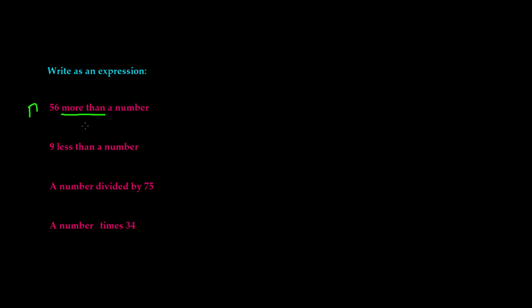There are different ways we can write this expression because it has to deal with addition. So we could write it just as it's written. 56 more than would be replaced by an addition sign and a number would be replaced by the variable r. So we could write 56 plus r. A second way we could write this is r plus 56. This is applying the commutative property, which says that the order of the numbers doesn't change the sum or the product. So the commutative property applies for both addition and multiplication. We could write 56 plus r or r plus 56.